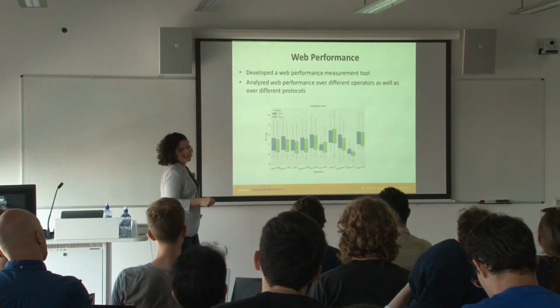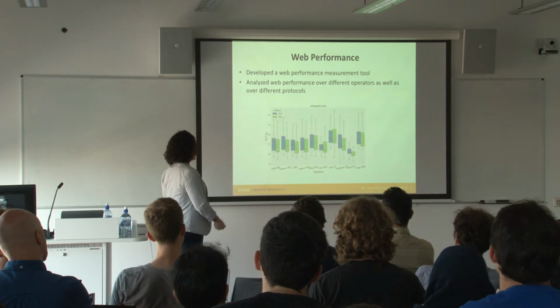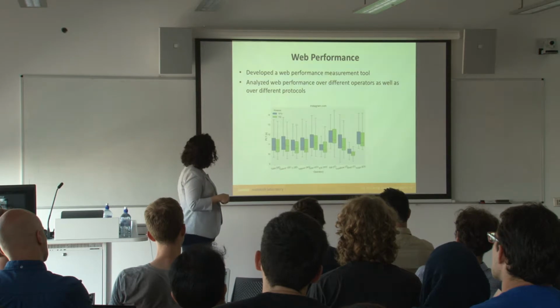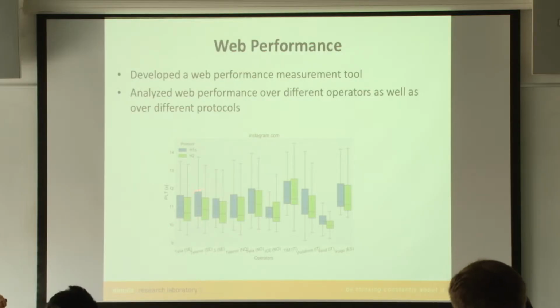Just one example of a website, Instagram here, where you have the different operators. I would say most of the operators are quite equal in terms of performance, with some variations, especially in the southern part. I would say the northern part is more consistent, and you can see a lot of variations in the southern part.